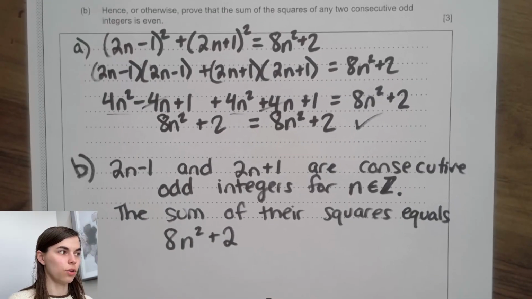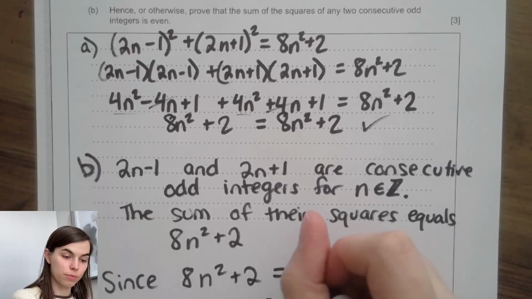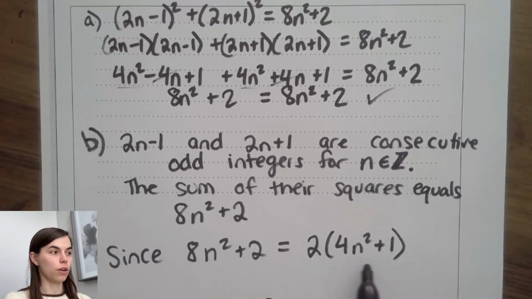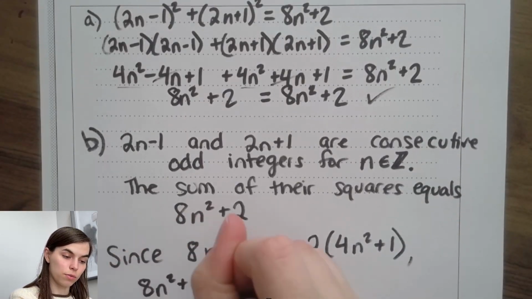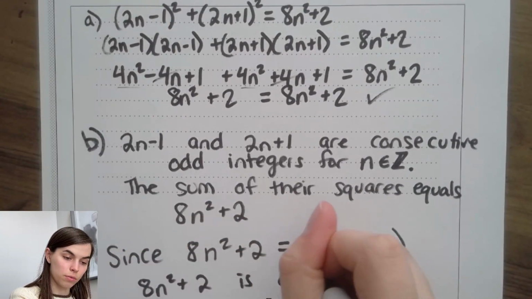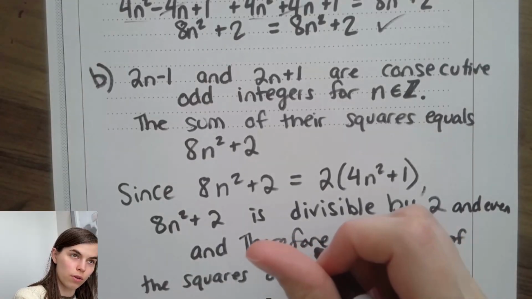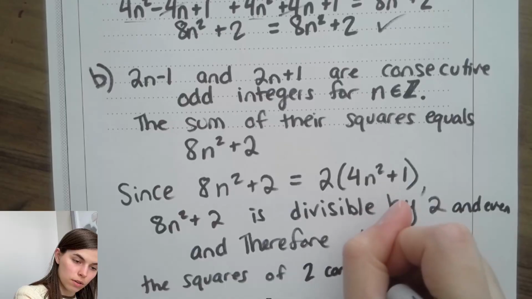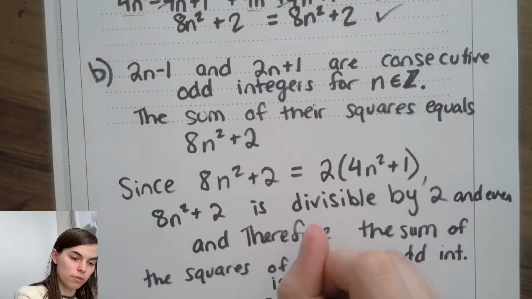And now to show that it's even, all we have to say is that this is a multiple of 2. So since this can be factored with a 2 factored out, that means 8n squared plus 2 is divisible by 2 and even. And therefore, the sum of the squares of two consecutive odd integers is even.